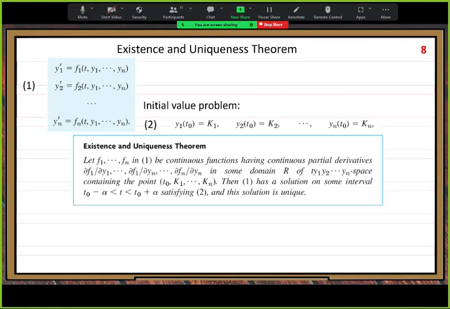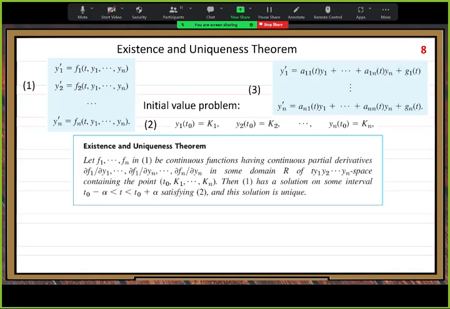Actually, you can see this is an extension of our second order ODE result. For second order, remember, we also required the function to be continuous and the partial derivatives also continuous. Here it is just a more general version.